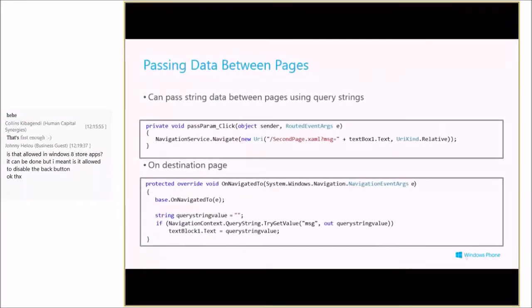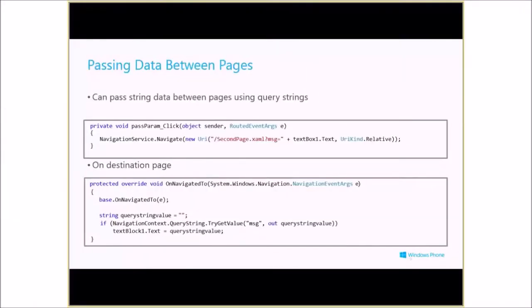Okay. What about passing data between pages? So you can pass string data between pages using query strings. Essentially, pages in a Windows Phone XAML app are stateless, right? So an instance of the page is created when you navigate to the page, and when you navigate back from the page, the instance is destroyed again. So they don't really exist outside that brief lifetime.